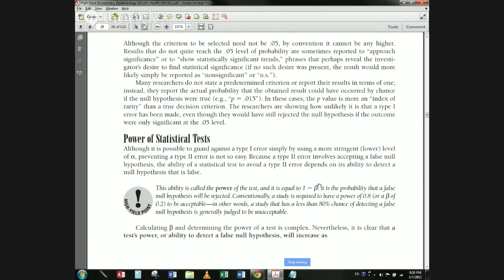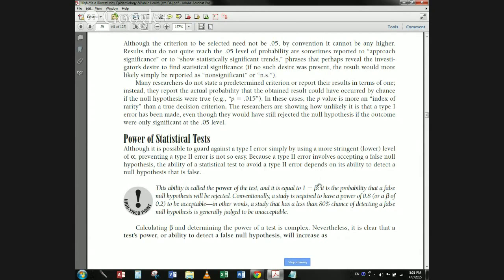Although the criterion to be selected need not be 0.05, by convention it cannot be any higher. Results that do not quite reach the 0.05 level of probability are sometimes reported to approach significance or to show statistically significant trends, phrases that perhaps reveal the investigator's desire to find statistical significance. If no such desire was present, the result would more likely simply be reported as non-significant or NS.